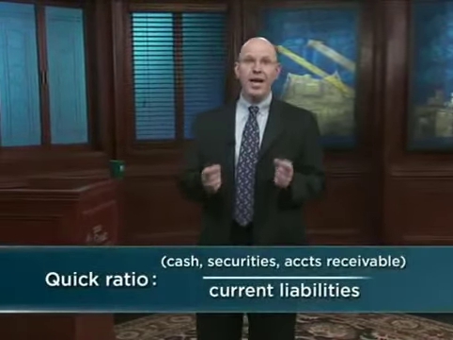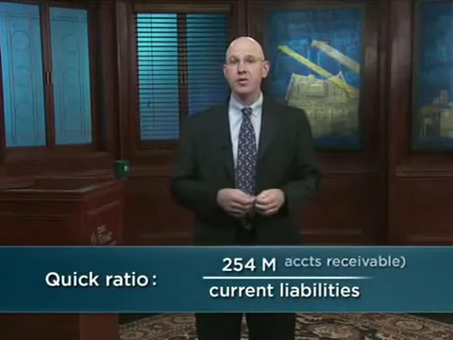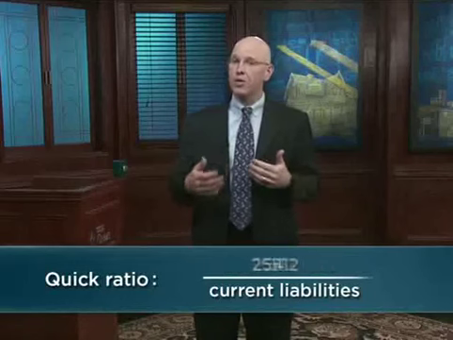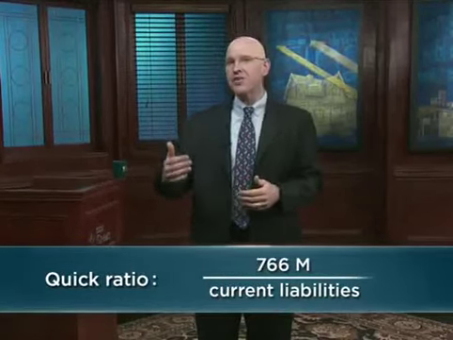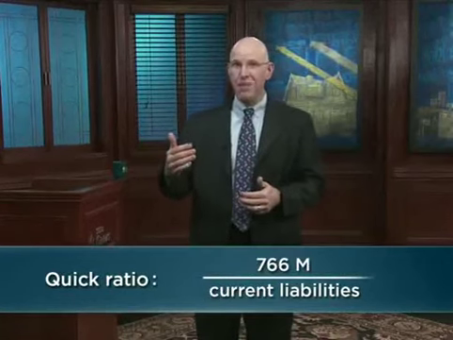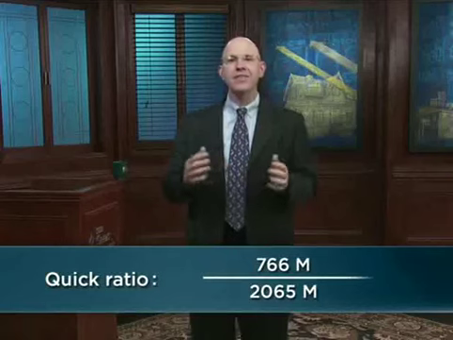So for Campbell's, we calculate the quick ratio this way. Cash and investments are $254 million, and accounts receivable are $512 million, for a total of $766 million. Then we divide $766 million by the total current liabilities of $2,065 million, and this gives us a quick ratio of 0.371, or 37.1 cents in cash, securities, and accounts receivable for every dollar in current liabilities.